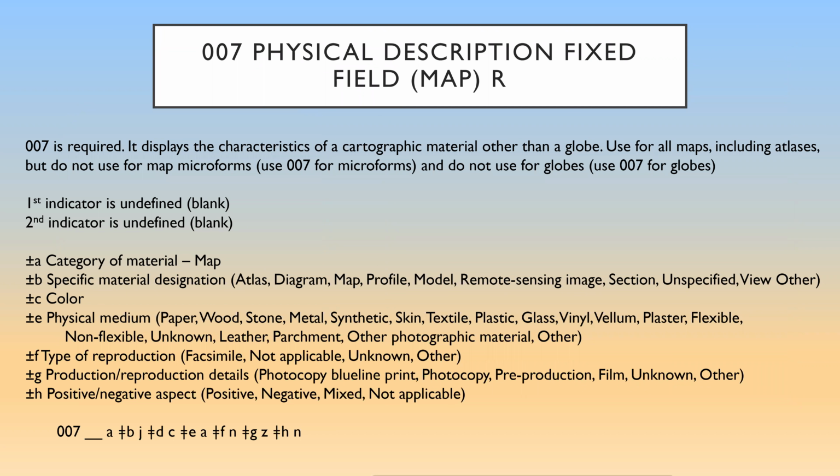The 007 is a required field in cataloging cartographic materials. And of course, it has its own unique subfields for the category of material, which would be A for map. You would need to ascertain the specific material designation, color, the physical medium, and the type of reproduction, the production or geographic details, as well as positive, negative aspects if applicable.